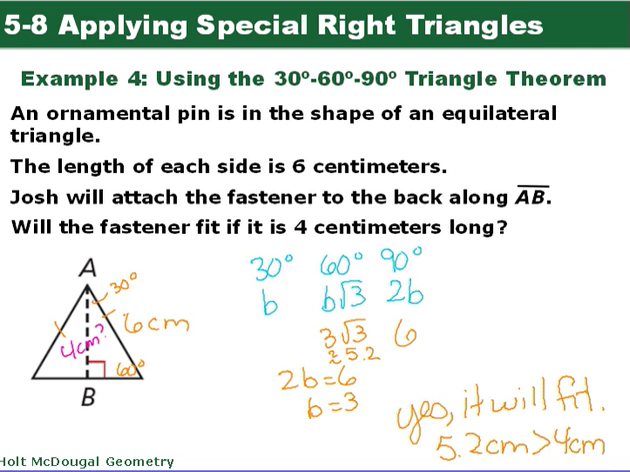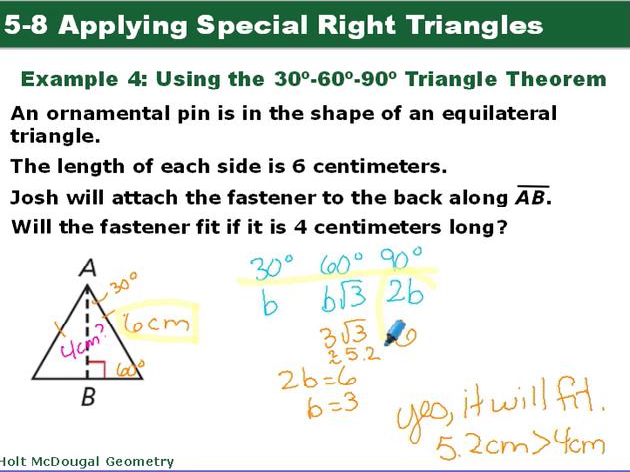So we labeled an equilateral triangle, so each angle is 60 degrees. This is bisected, so we have a 30, 60, 90 triangle. We know the side length is 6 centimeters. So again, 30, 60, 90: the side opposite 30 is length B, the side opposite the 60-degree angle is B square root 3, and the hypotenuse is going to be 2B. So in this case, our hypotenuse is 6 centimeters.